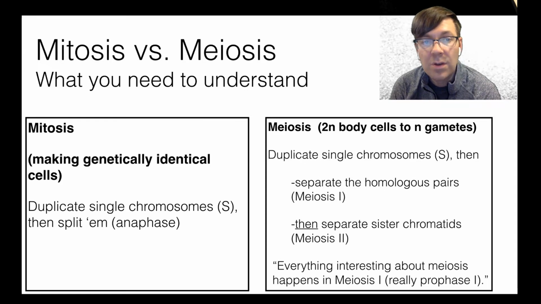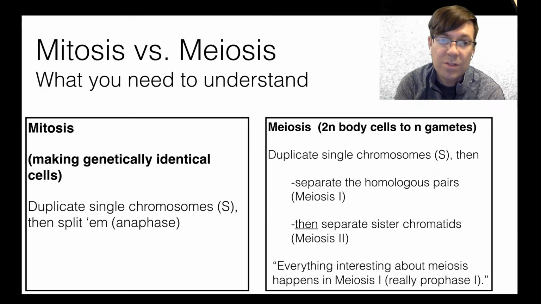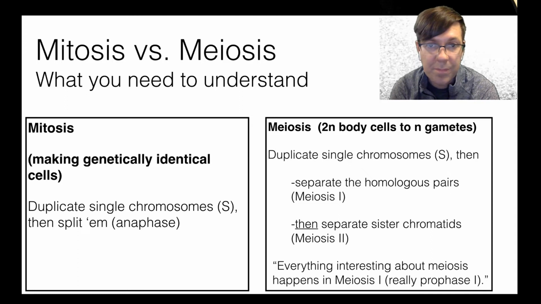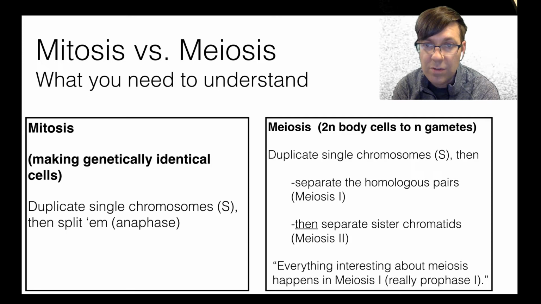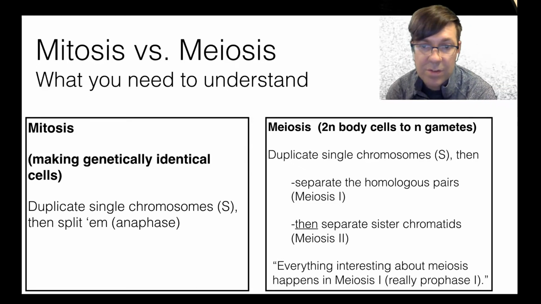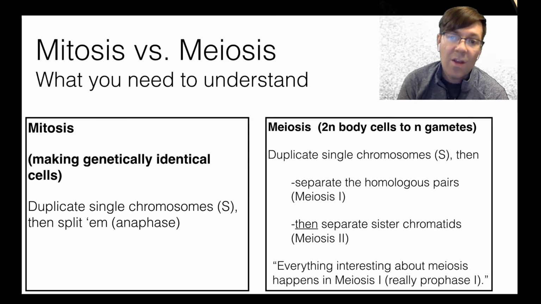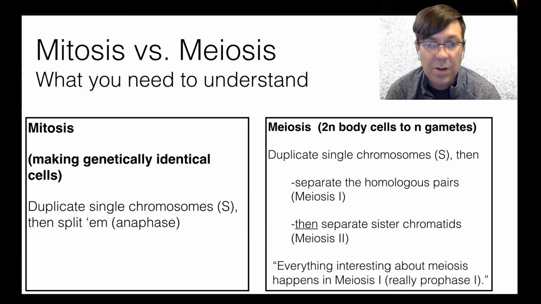Okay? So, my summary of mitosis is take your single chromosomes, duplicate them in S phase, get ready for mitosis in G2, and then split them up. Okay? In meiosis, you start out the same way, duplicate your single chromosomes in S phase, then separate the pairs in meiosis 1 and separate the sister chromatids in meiosis 2. I tell my students everything interesting about meiosis, everything that produces genetic diversity, happens in meiosis 1. That's where you get your crossing over, that's where you get your independent assortment. Okay?